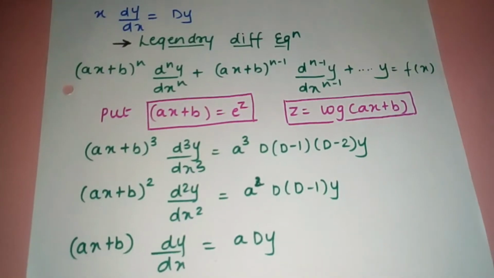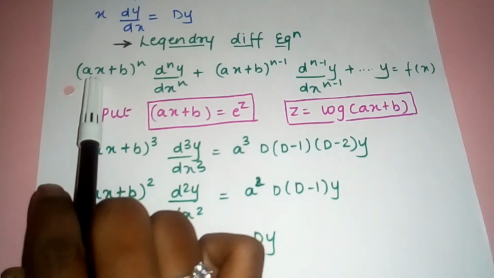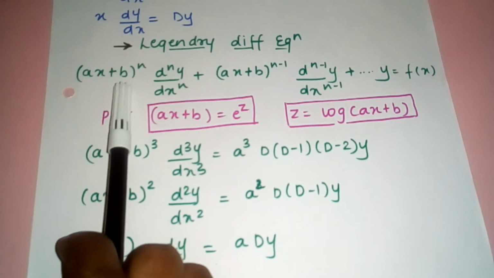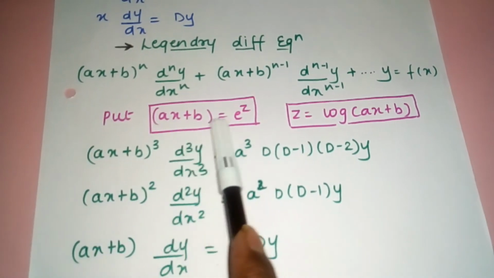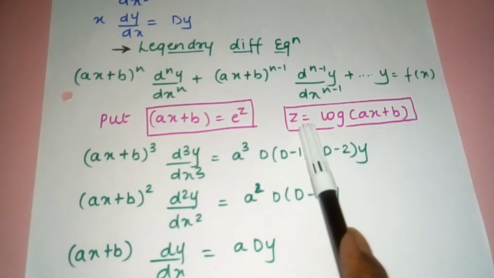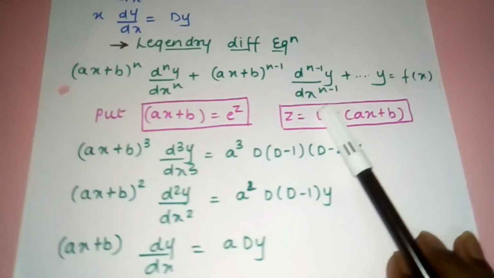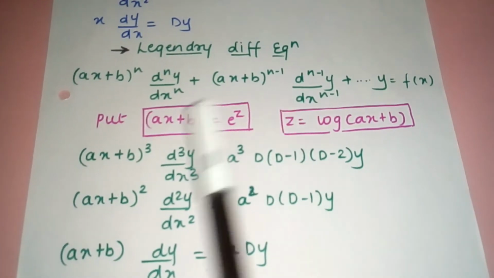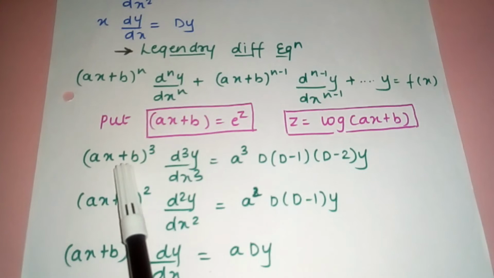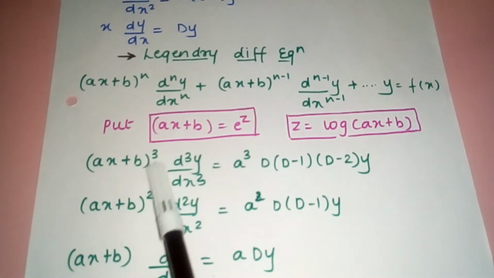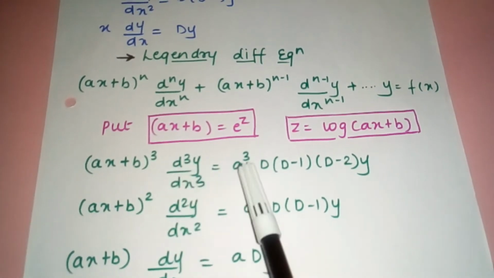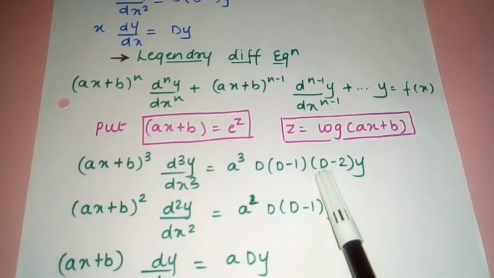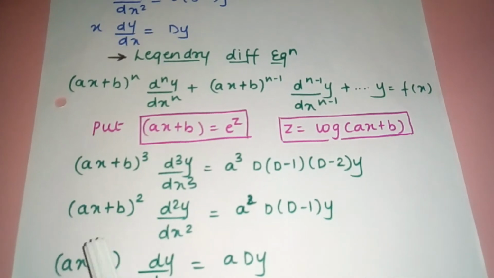So in the Legendre method, as soon as we know whether it is Legendre or Cauchy by seeing this term, we put ax plus b equal to e raised to z, and z equal to log of ax plus b. Then the simplification of the Legendre method is: if ax plus b whole raised to 3, if it is a cube, then we write a cube into D into D minus 1 into D minus 2. It is very similar to the Cauchy method.